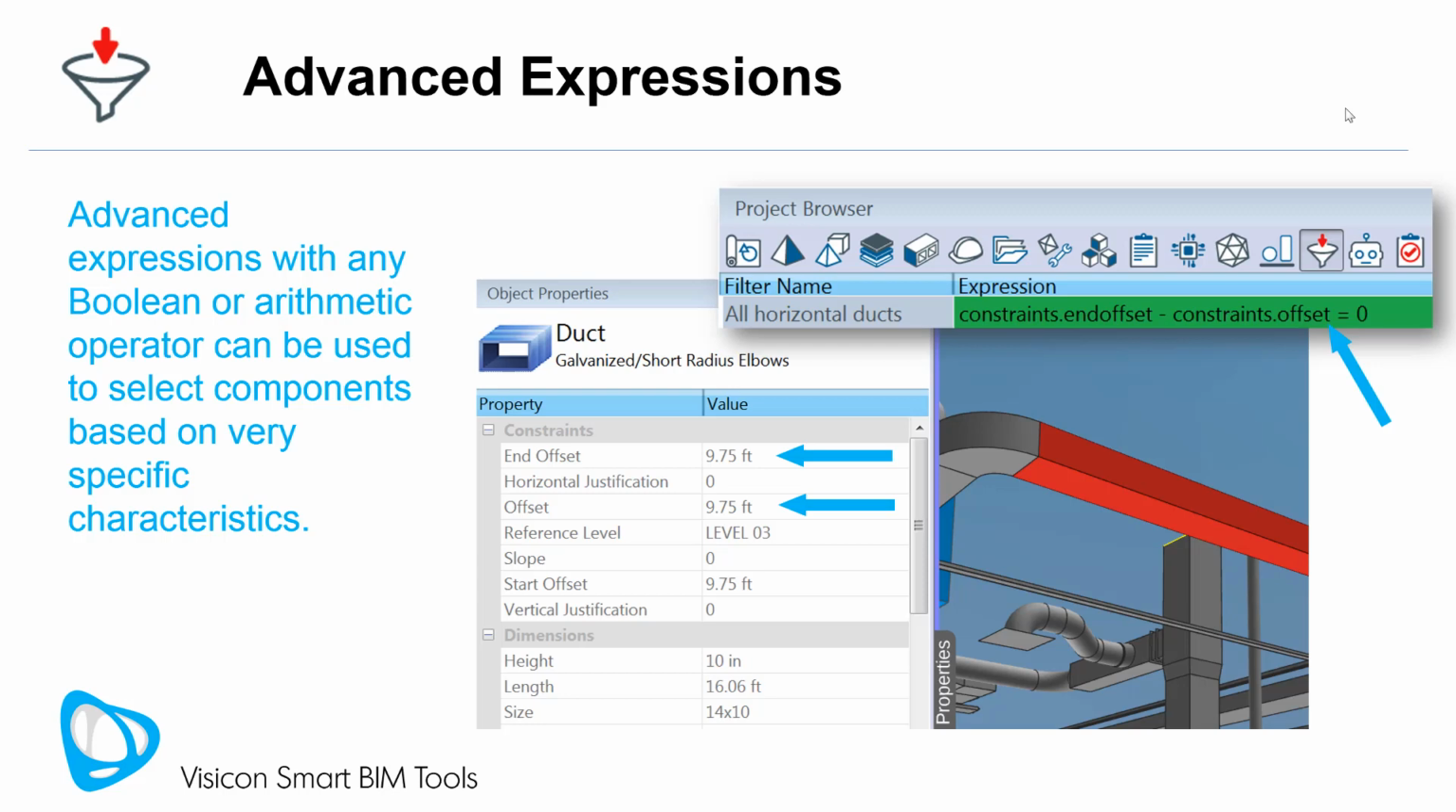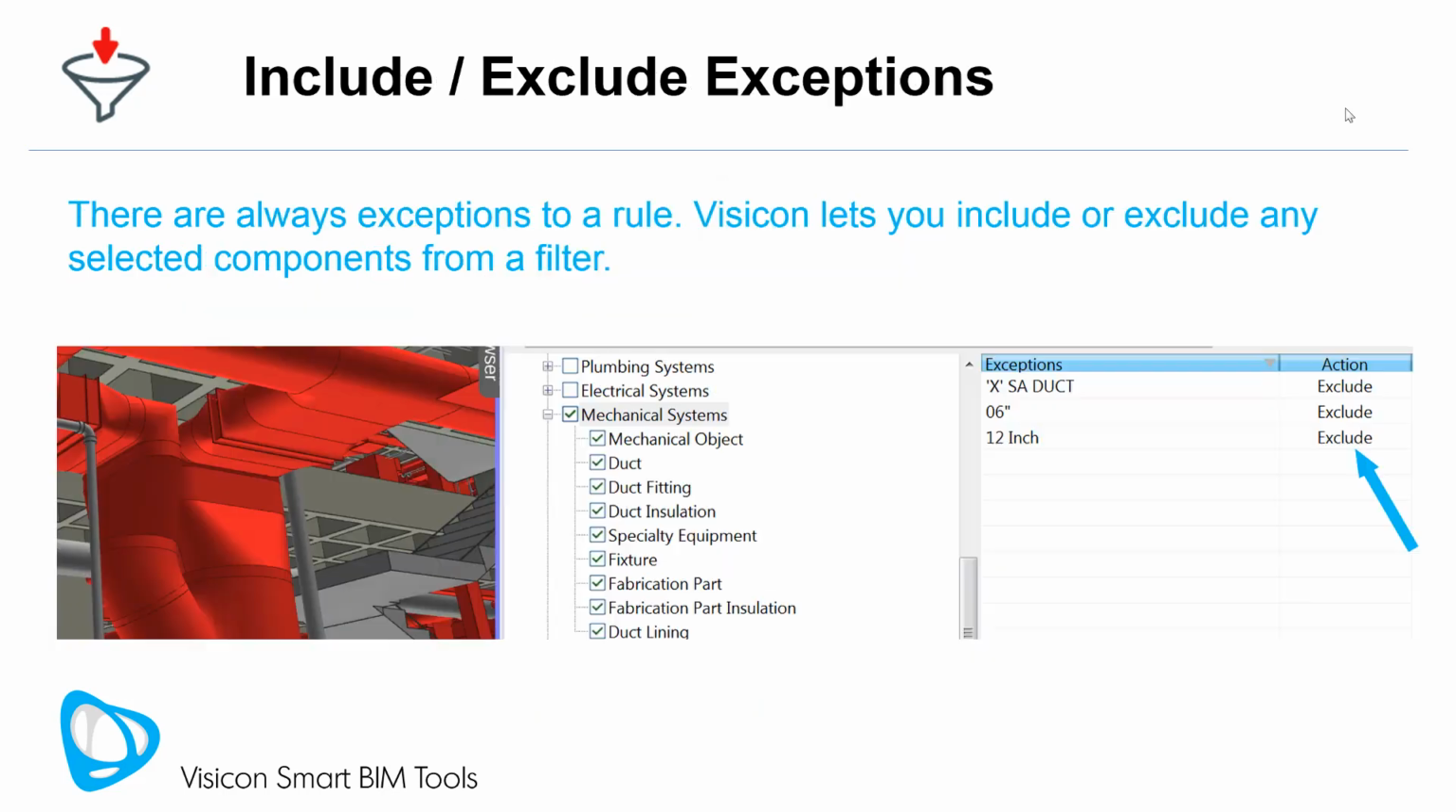These components didn't have any explicit slope parameter defined in the Revit family, so we had to write our own expression. There are always exceptions to a rule. Visicon lets you include or exclude any selected components from a filter. Let's switch to Visicon and try a few filters ourselves.